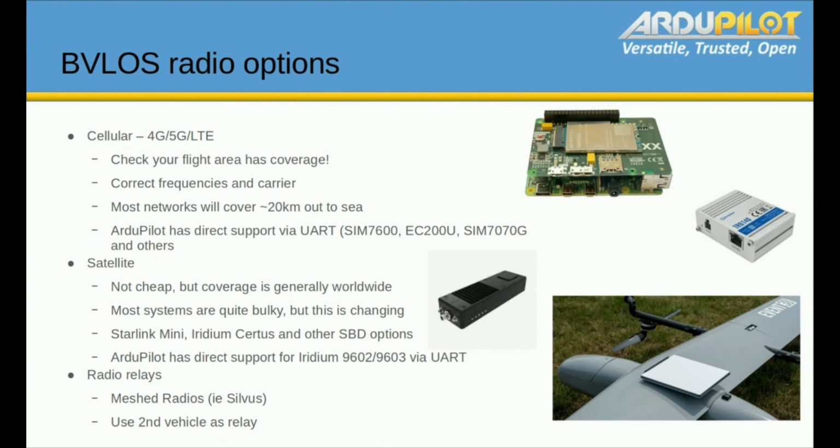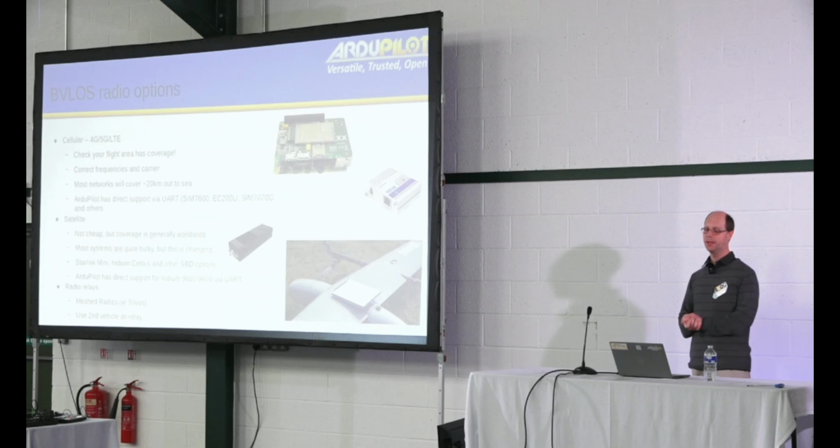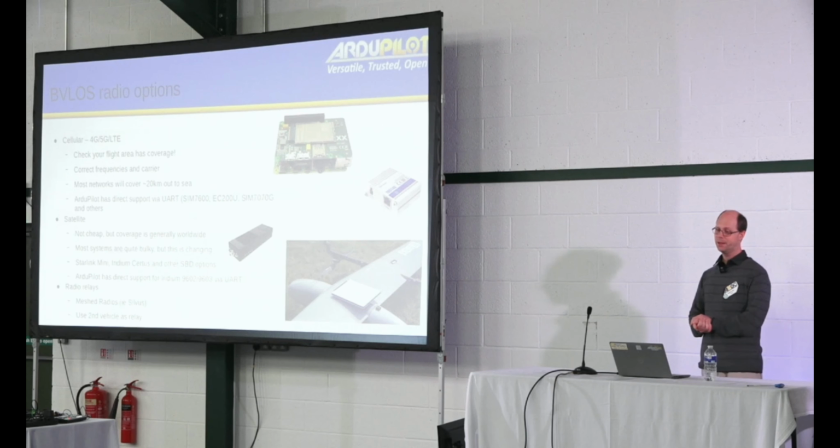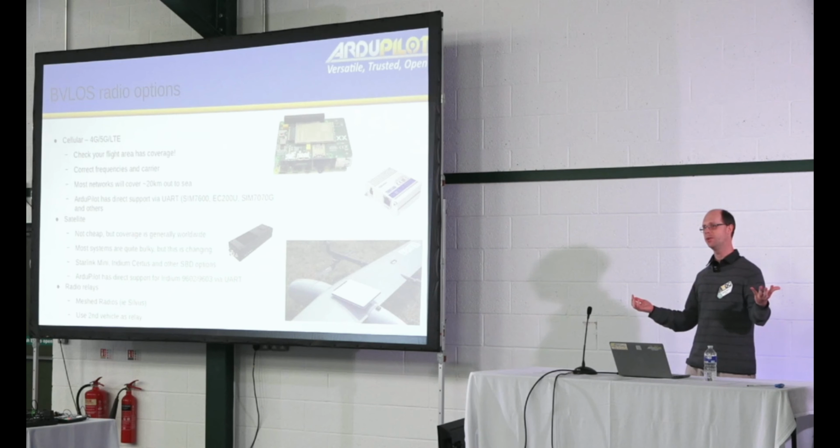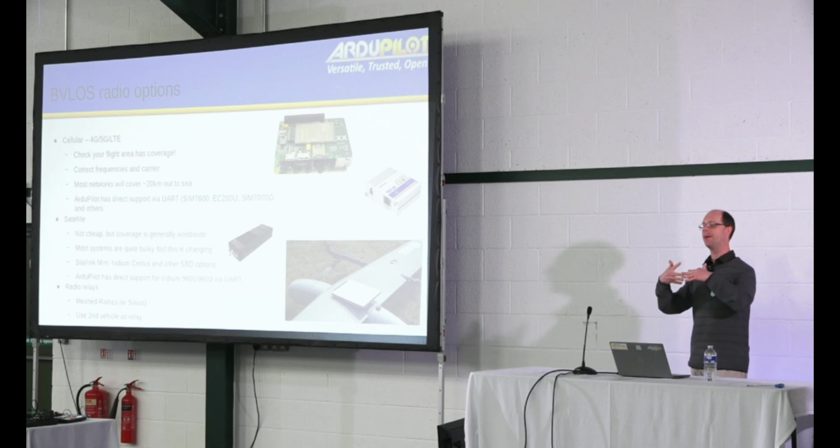Obviously, check that your flight area is covered by your cellular system to begin with. You'd be surprised: the remote areas that drones tend to fly in tend to be the sorts of areas that are not covered by the telcos. The telcos are really good at covering areas where people are. If you are flying your vehicle where the people are not, you may run into coverage issues. Related to that, check the frequencies supported by, on one side, your telco, and on the other side, the modem. Not all modems support all cellular frequencies, and not all carriers support all cellular frequencies. So make sure that you've got the right match there.